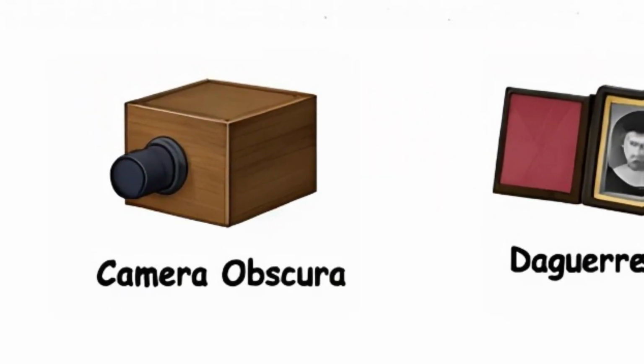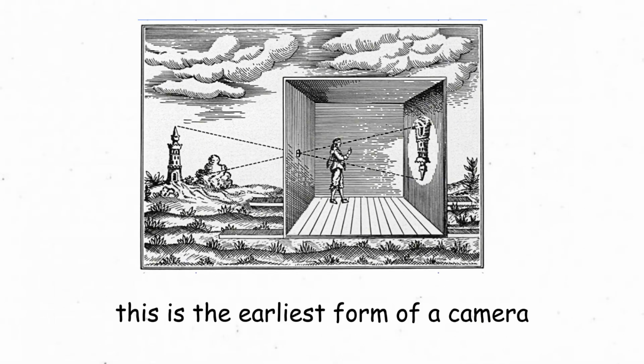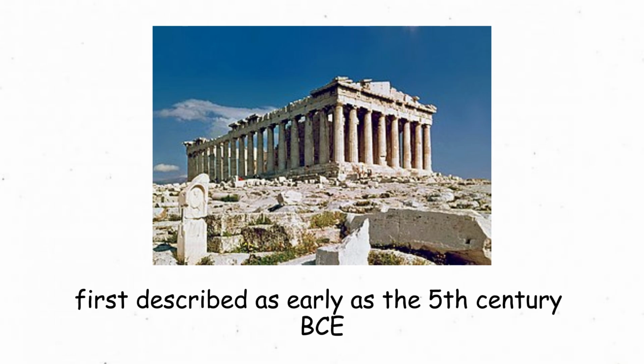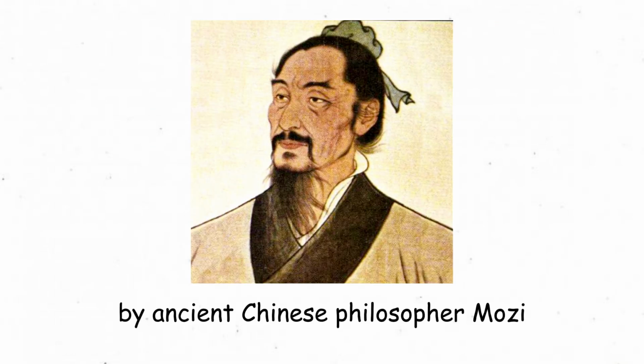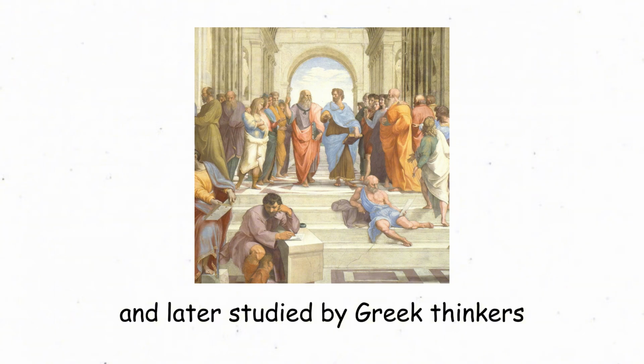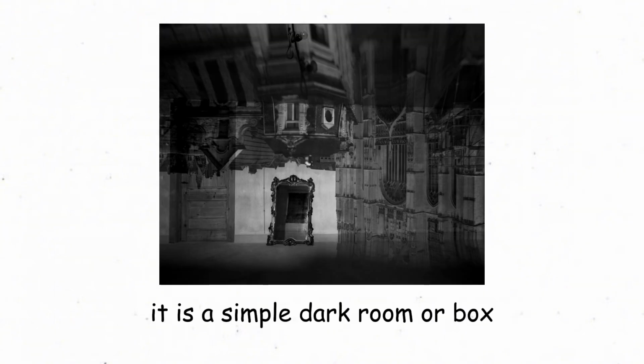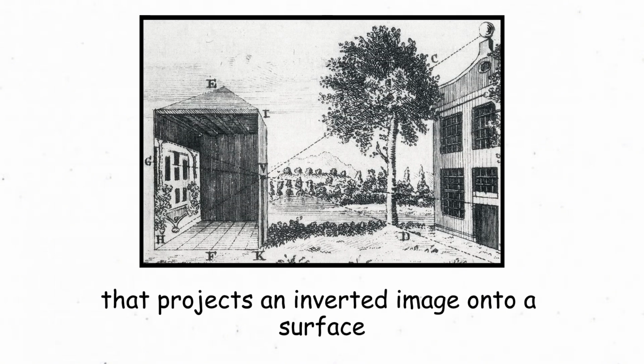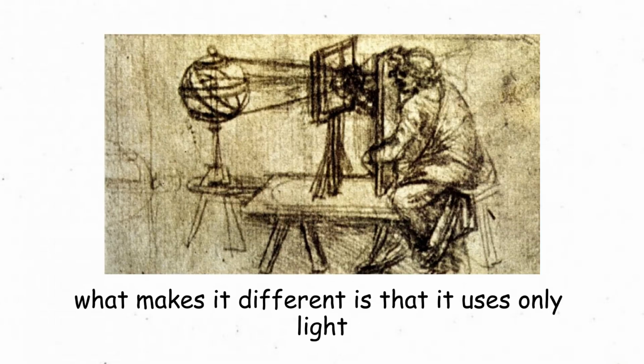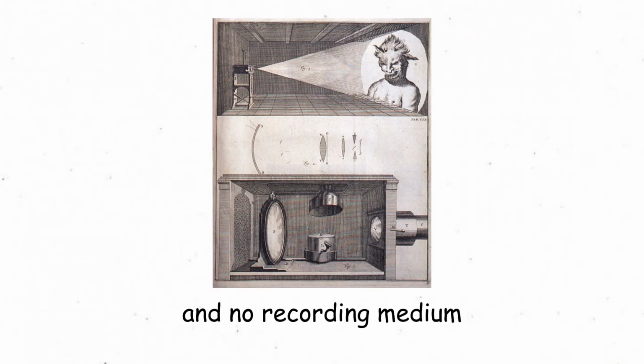Camera Obscura. This is the earliest form of a camera, first described as early as the 5th century BCE by ancient Chinese philosopher Mozi and later studied by Greek thinkers. It is a simple darkroom or box with a small hole that projects an inverted image onto a surface. What makes it different is that it uses only light and no recording medium.